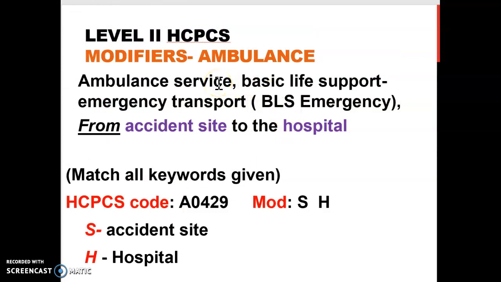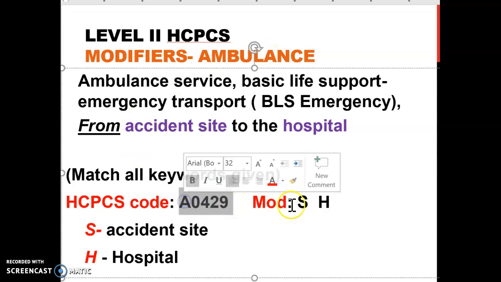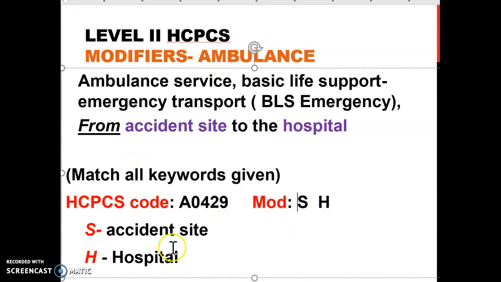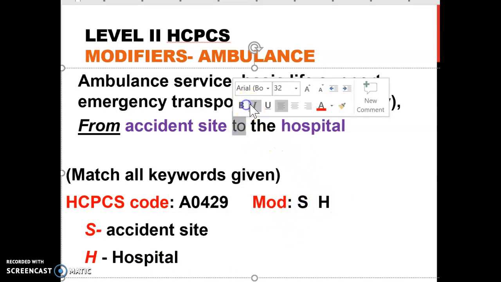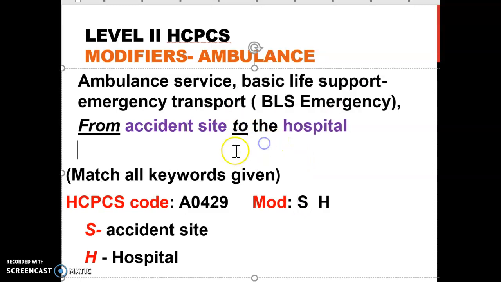Another commonly presented scenario in your CPC exam is ambulance coding. Ambulance has a code and ambulance has modifiers. Modifiers ask you, okay, where did this accident happen? Where was the patient taken to? So it will give you a from and a to description, for which you have to properly identify the modifier.